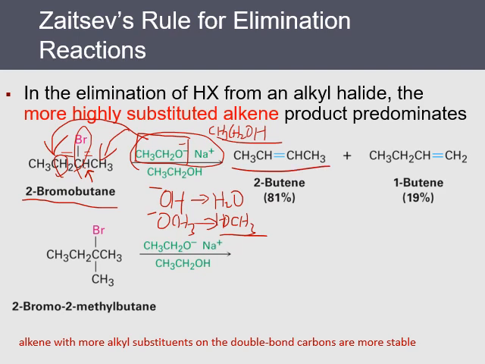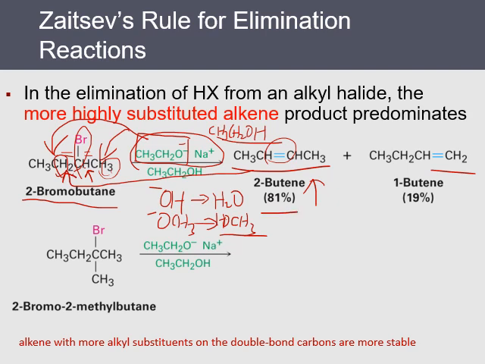This product comes from this hydrogen. When you remove this hydrogen, it forms a double bond. And if you remove one of these hydrogens, that gives the other double bond, when the bromine leaves. So you make a mixture. It turns out that this first product is the major product.